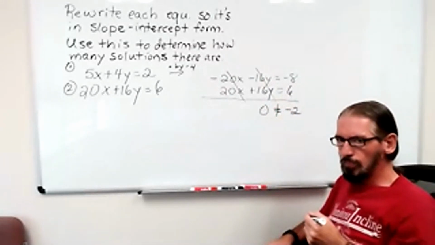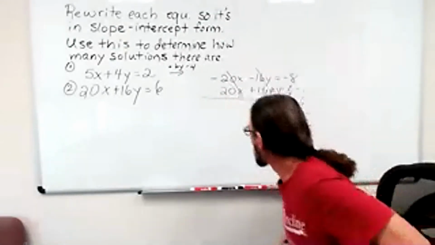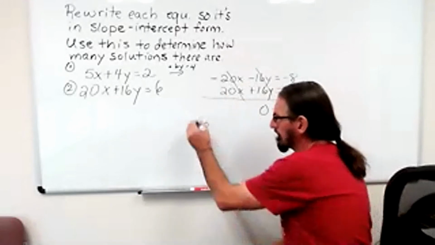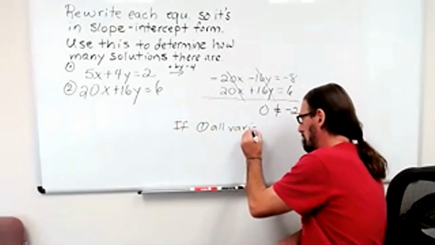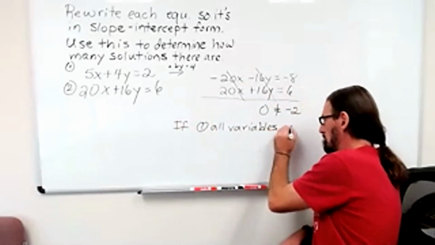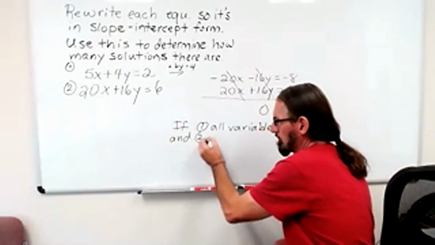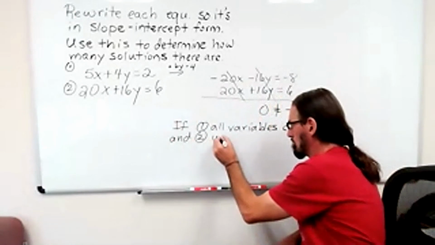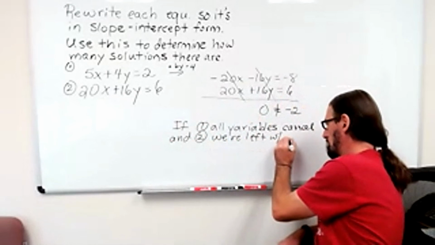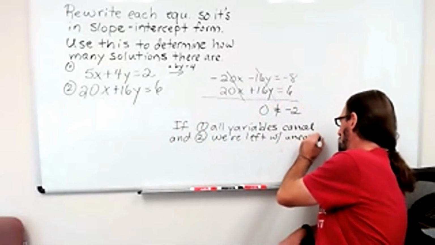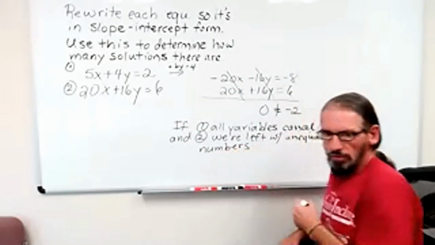That's our clue that when we solve by elimination or even substitution, if all the variables cancel out, and we're left with unequal numbers, then there are no solutions.